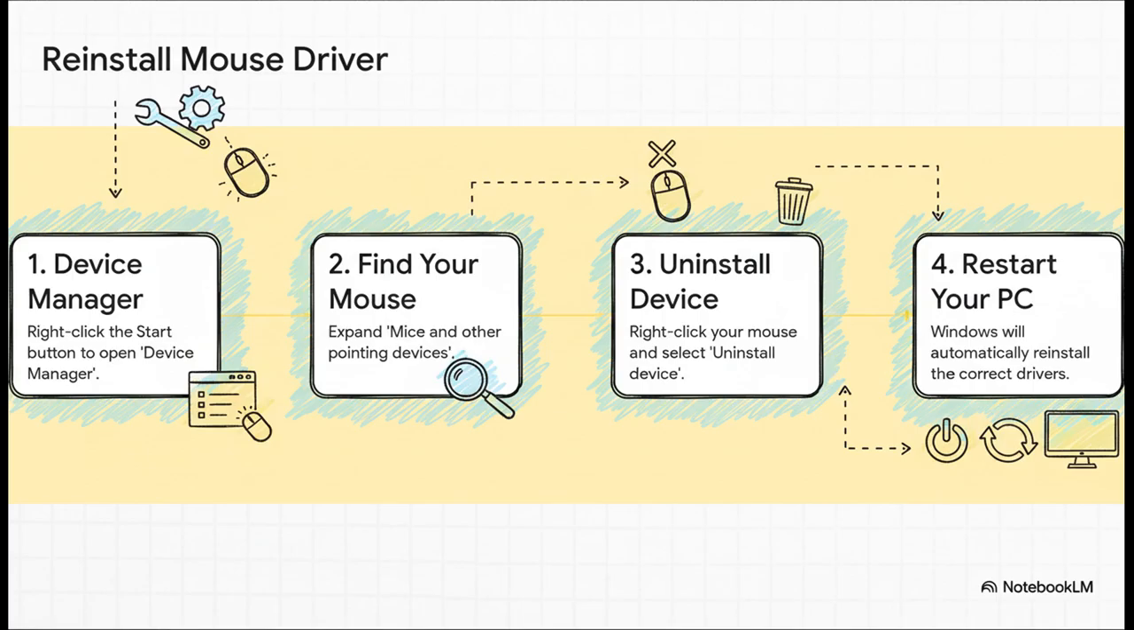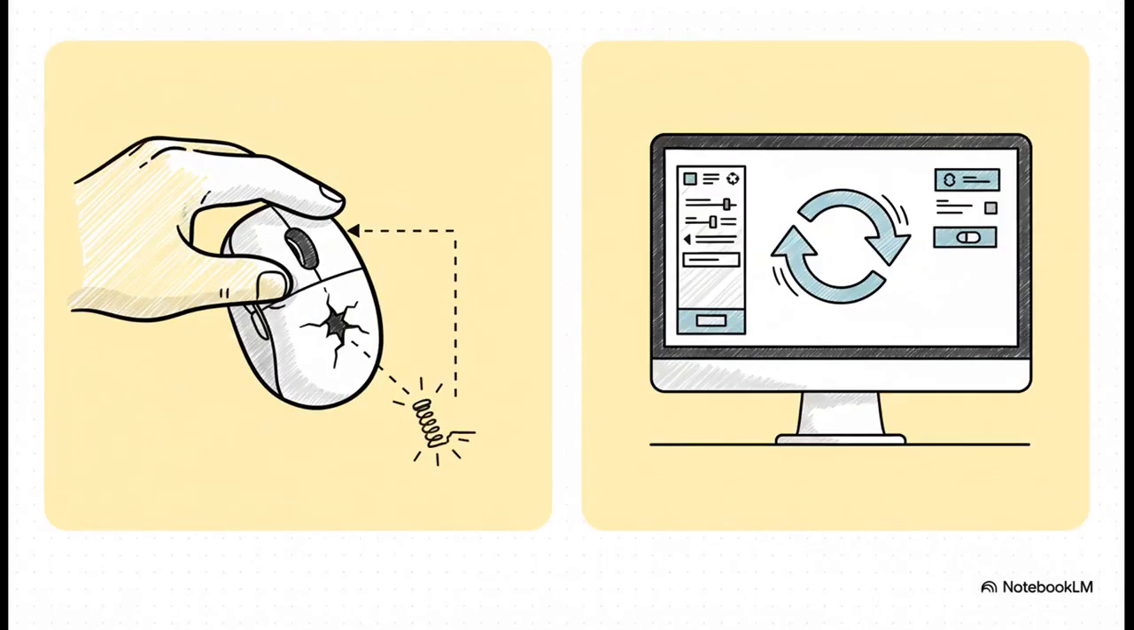Next up, let's look at the driver itself. A corrupted driver is a super common reason for this problem, and the fix sounds a little scary, but trust me, it's easy. Just open up your Device Manager, find your mouse under Mice and Other Pointing Devices, right-click it, and choose Uninstall Device. Now don't panic, just restart your PC. When it boots back up, Windows is smart enough to see the mouse is there and will automatically grab and install a fresh new driver for it. Okay, let's also rule out the mouse itself, both the hardware and its special software.